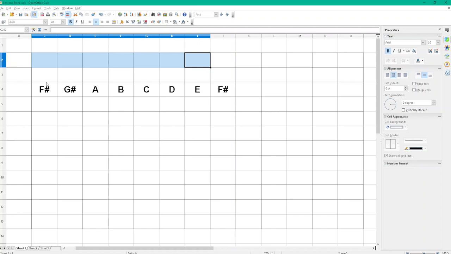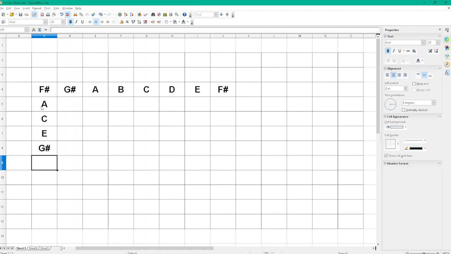Let's write the vertical structure when we stack intervals in thirds. So from F sharp, the vertical structure would give me A, then it would give me C, then I would have E. From E, we go to G sharp. From G sharp, we can go to B. And from B, we go to D. And from D, we will be back to F sharp.